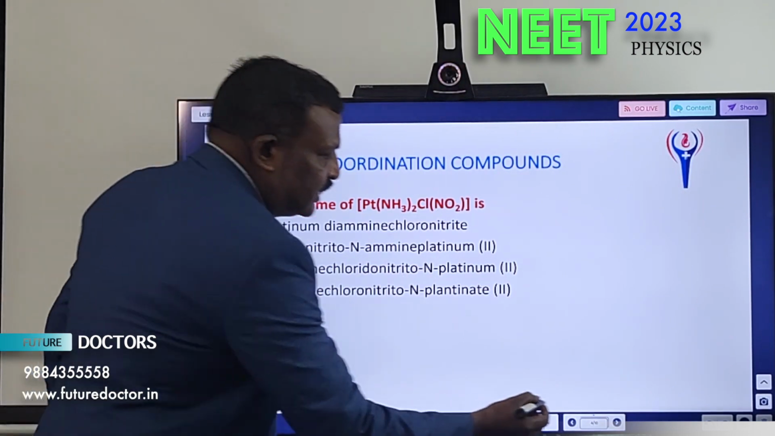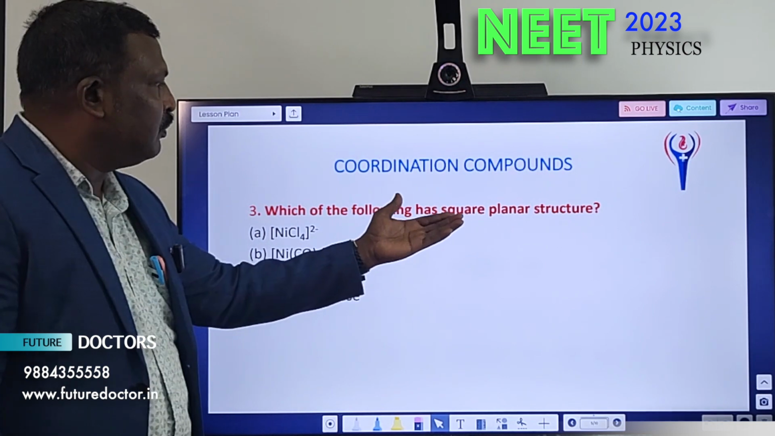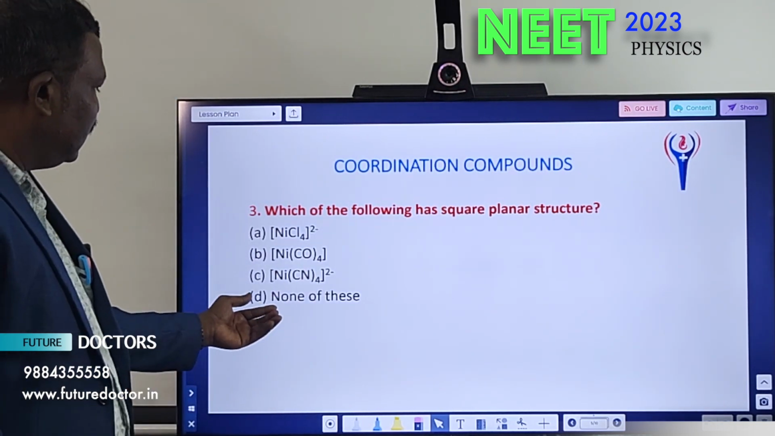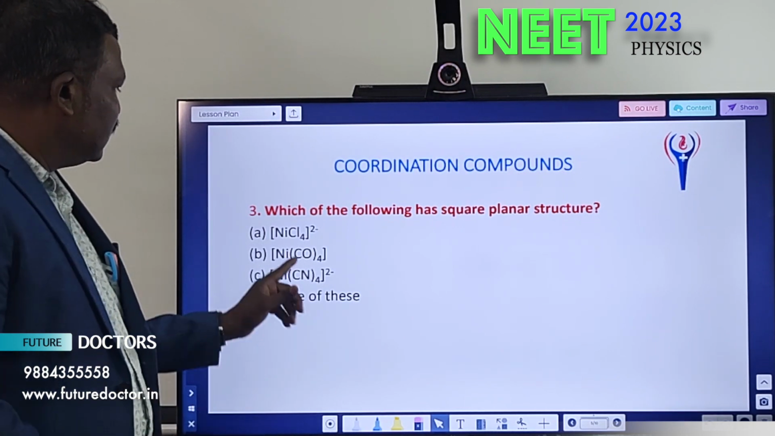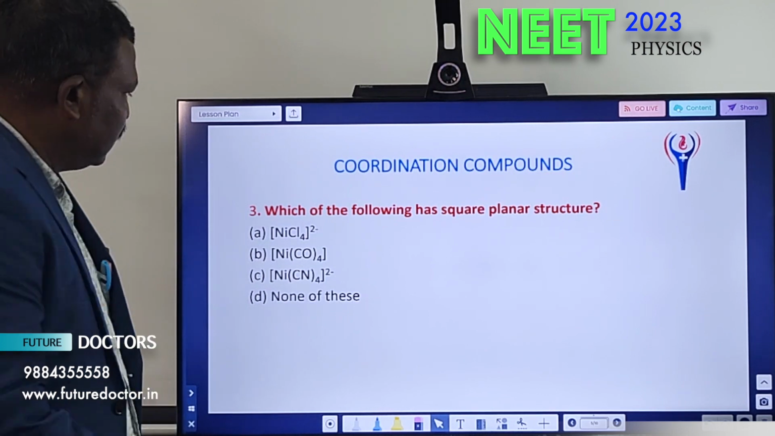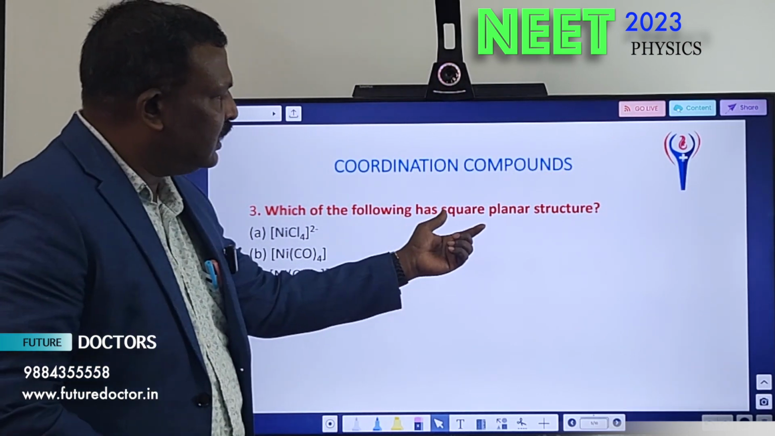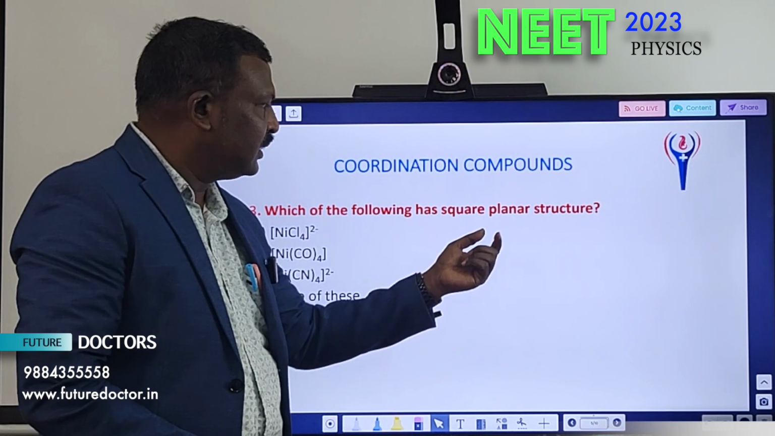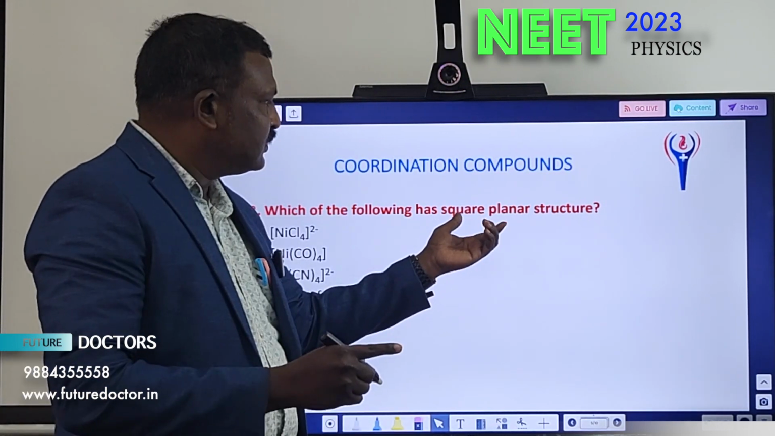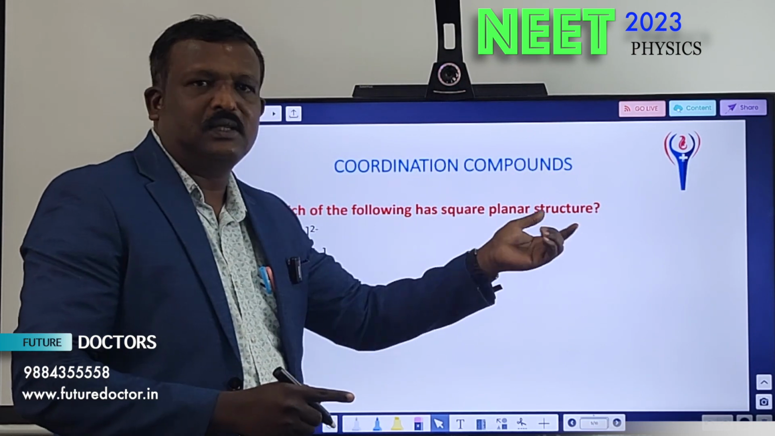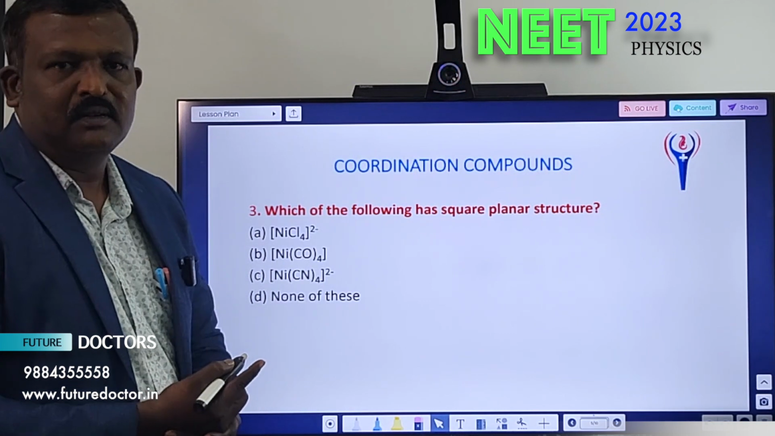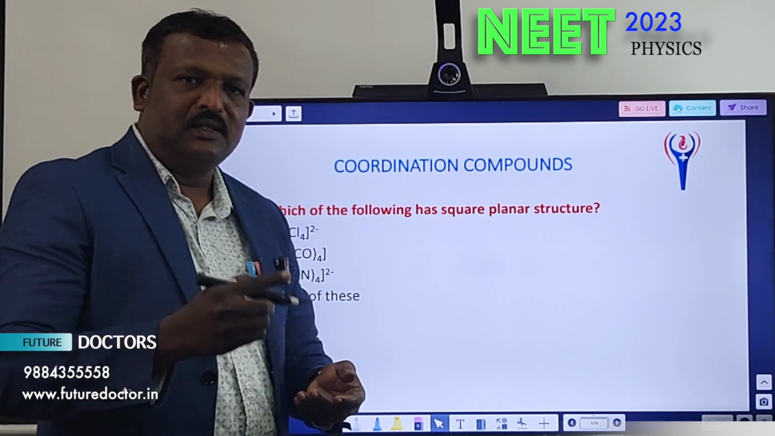Right. Next question. Which of the following has square planar structure? Among the three only, you have to find out which one is square planar. Square planar structure means dsp2 configuration. Any complex having dsp2 hybridization belongs to square planar structure. That one we have to find out. First of all, you should find out the hybridization. From the hybridization only we can decide the shape.